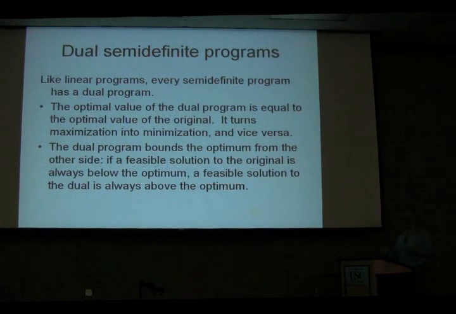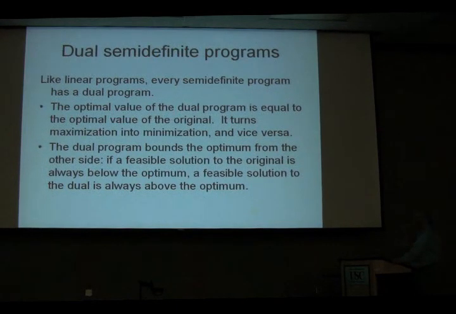Okay. Now, if you have had some experience with optimization, you know that the first thing you do when you get a linear program is you look at its dual. Semi-definite programs also, like linear programs, have duals, and there are very nice relations between the dual and the original semi-definite program. The optimal value of the dual program is equal to the optimal value of the original program. But if the original program is a maximization, like ours is, where you're trying to maximize the fidelity, the dual program is a minimization, and vice versa.